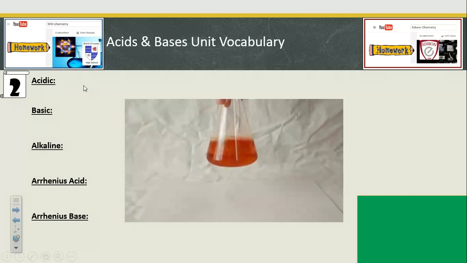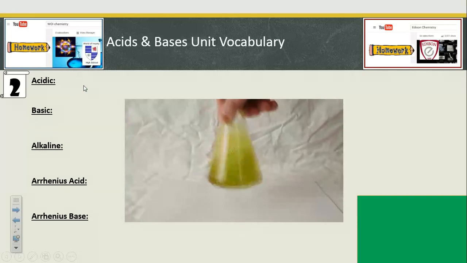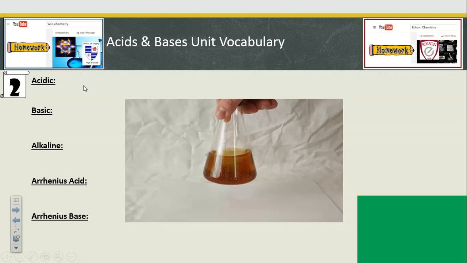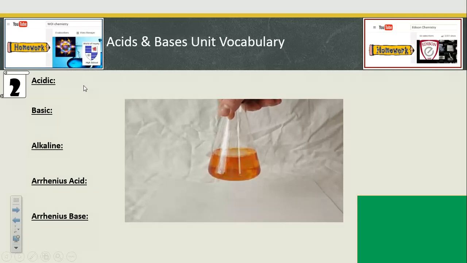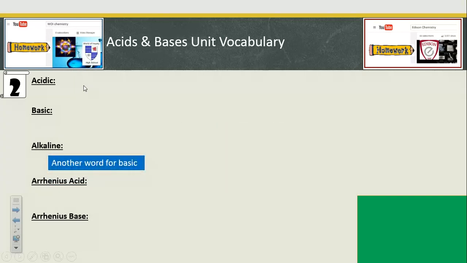Now, the next word is alkaline. And this is a picture of a reaction of an acid or a base. It's called a stoplight reaction. It has to do with alkalinity and basicity. Alkaline is just another word for basic. Okay? Basic and alkaline mean the same thing.